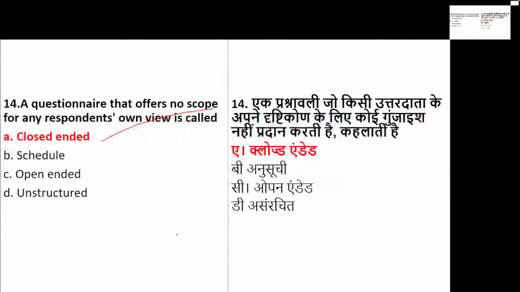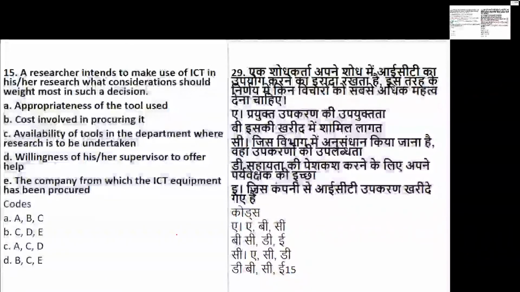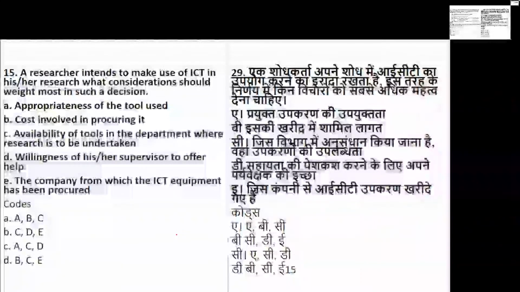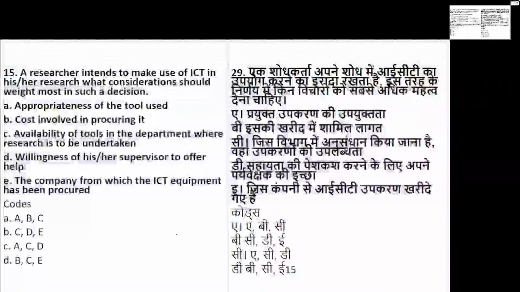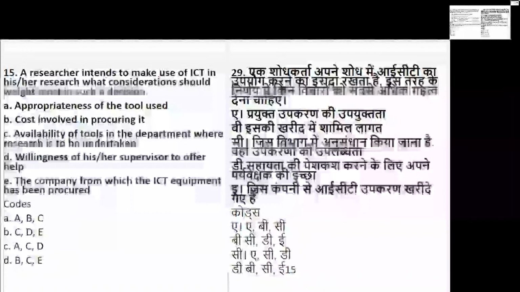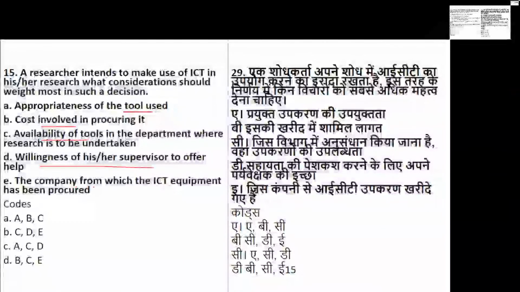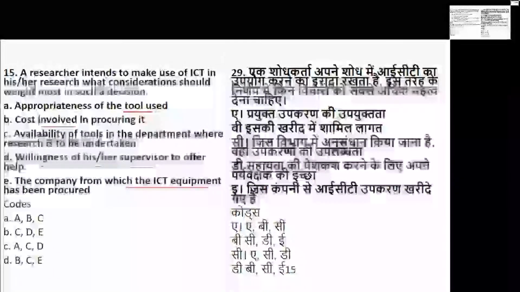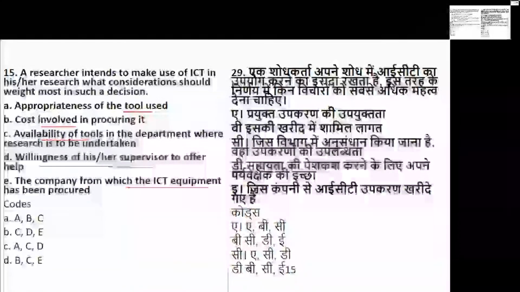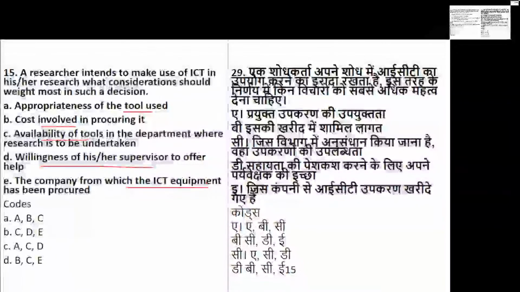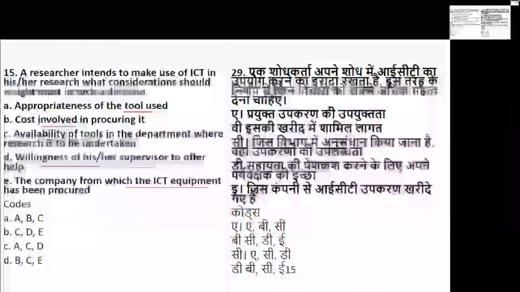Yes, very good, great. Okay, now the last question for the day, everyone. A researcher intends to make use of ICT in research. So what type of decisions will be taken? That is appropriateness of a tool, cost involved, availability of the tool, willingness, or the equipment, that is ICT equipment from which you have procured. So which consideration should a researcher who makes use of ICT take for the decision?